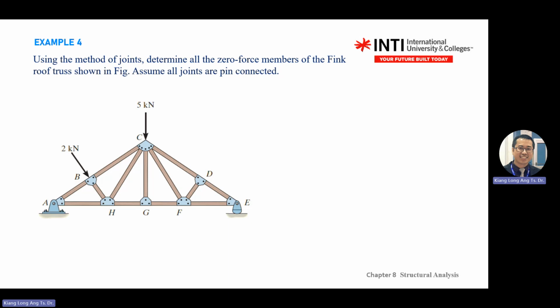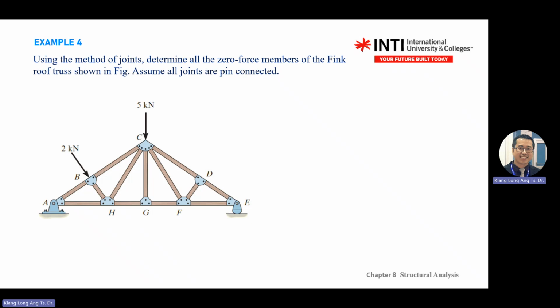Without numerical analysis, now spot using the two statements. A and E are not from the first guideline, because for the first guideline you cannot have a reaction. Then you look at point C. Point C, you have 4 members, so it is not the free member.